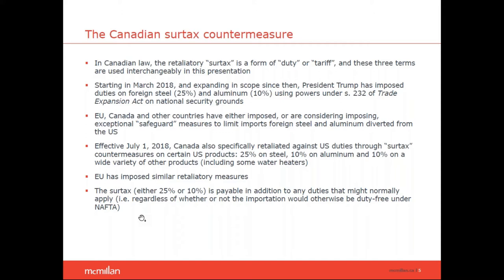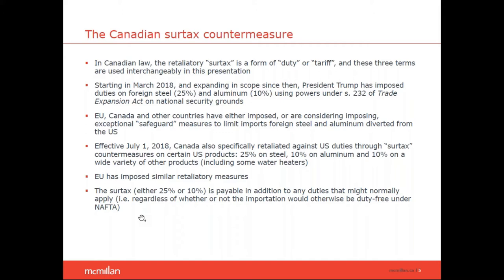So starting in March of 2018, the U.S. imposed duties on foreign steel and foreign aluminum. And the U.S. justified this on the basis of national security, saying that having robust steel and aluminum industries is a matter of national security. And so they are going to impose duties on foreign imported steel and aluminum to allow their domestic producers to have a significant price advantage because they don't have to pay the duties, which would then make those domestic industries more financially successful, more stable, and able to invest further.